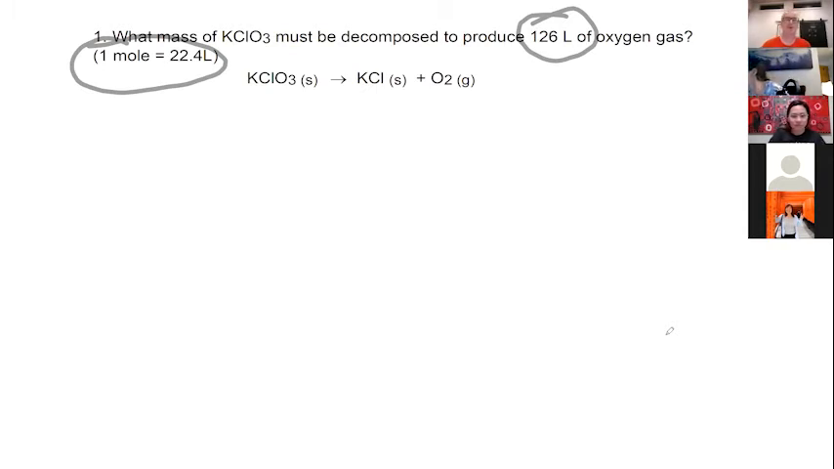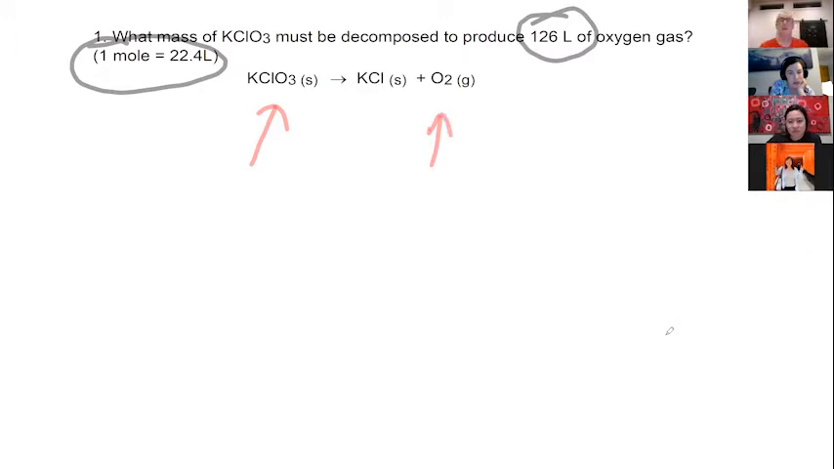So if we have a quick look at this, we can see that 2 of the elements are balanced, but 1 of them isn't. Which one isn't balanced? Oh, oxygen, right. We have 3 atoms of oxygen on one side, but we only have 2 atoms of oxygen on the other. So that's not going to work.